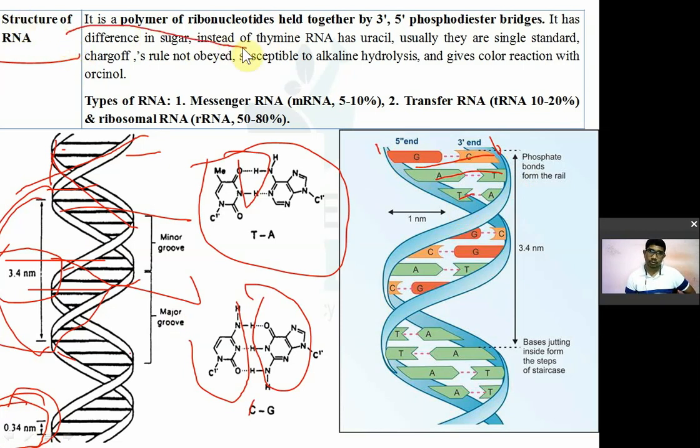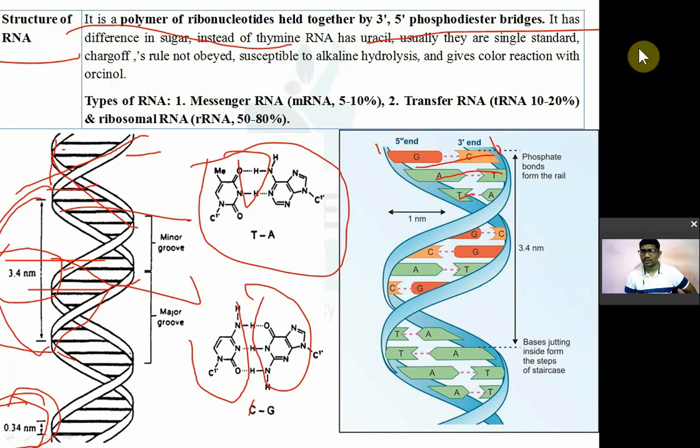So what is the RNA? It's a polymer of ribonucleotide held together by 3' to 5' phosphodiester bond or bridge. Now it has a difference in the sugar. DNA में क्या होता है? डीऑक्सीराइबोस शुगर होता है. RNA में क्या होगा? राइबोस शुगर होगा. And one more, pyrimidine में होता है थायमिन, DNA में होता है, and RNA में थायमिन की जगह यूरेसिल होता है. Okay, so it has a difference in the sugar. Instead of thymine, RNA has a uracil.